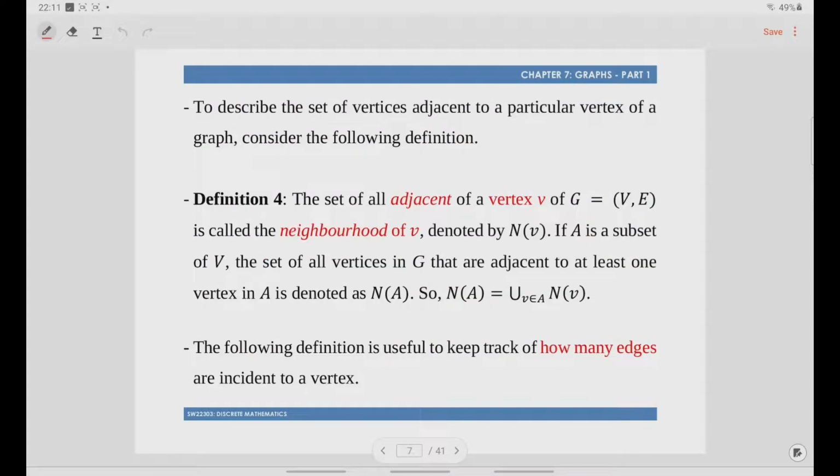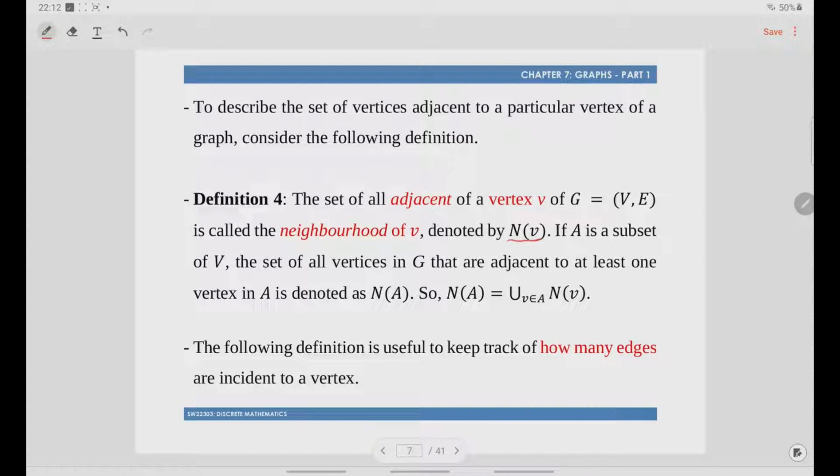To describe the set of vertices adjacent to a particular vertex of a graph, consider the following definition. The set of all adjacent vertices of a vertex V of G, so the vertex V belongs to the graph G, is called the neighborhood of V, denoted as N(V), meaning the neighborhood of the vertex V.